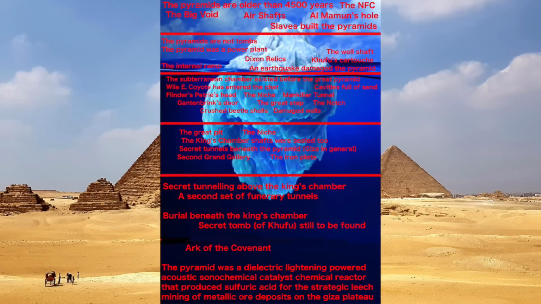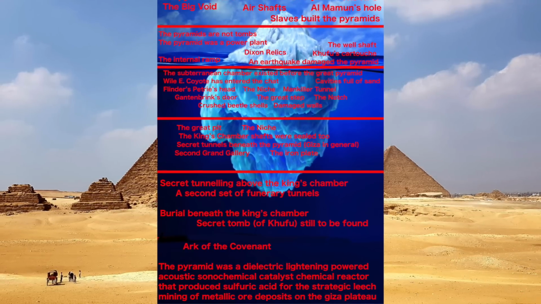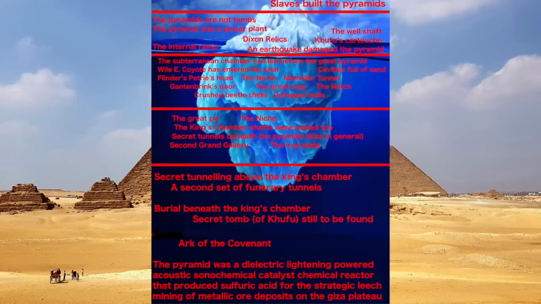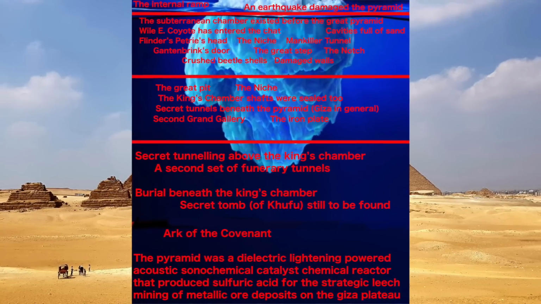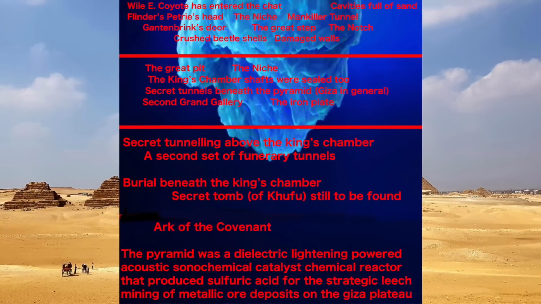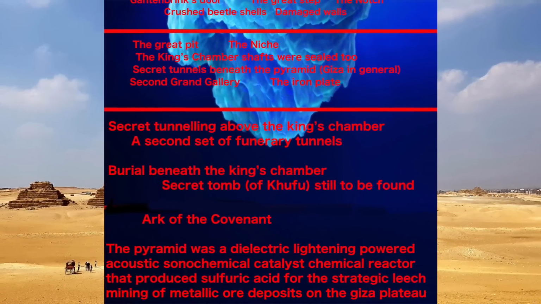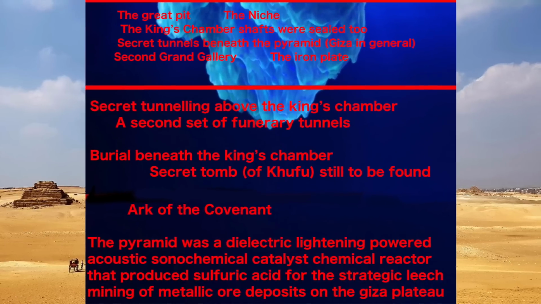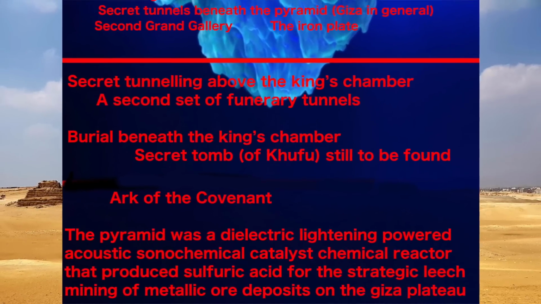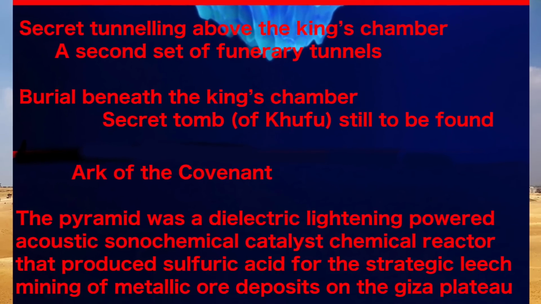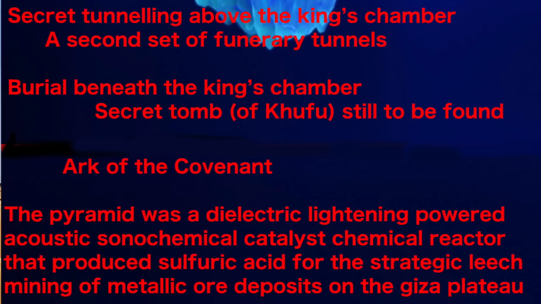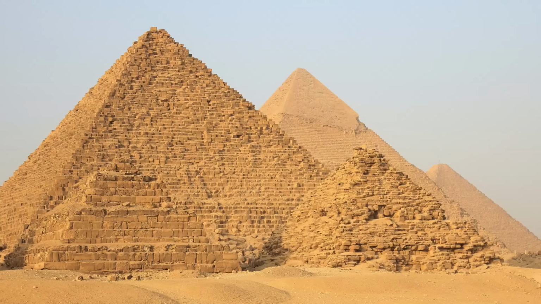And the final entry then into my iceberg chart. Again, I just put this chart together as a bit of fun, so I may have missed some cool mysteries. If I have, please let me know. This is the final mystery on the chart, and it is the proposition that the pyramid was a dielectric, lightning-powered acoustic sonochemical catalyst chemical reactor that produced sulfuric acid for the strategic leach mining of metallic ore deposits on the Giza Plateau. Yeah, that's right.